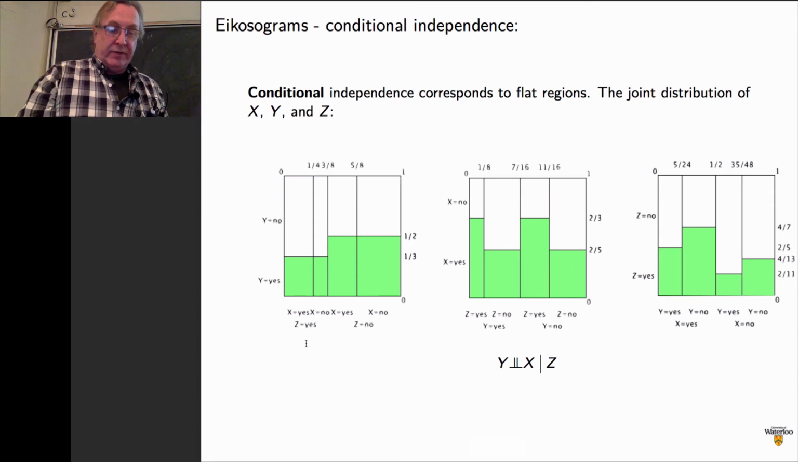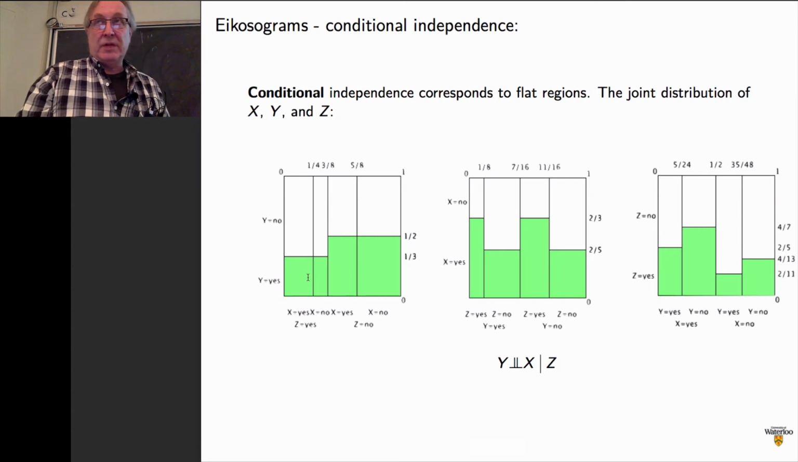So on the left, what do I see here? I see that these two boxes together, that's when Z is yes. These two boxes together is when Z is no. This leftmost vertical strip is when X is yes and Z is yes. Next one is when X is no and Z is yes. You notice that these two are flat. That says that conditional on Z being yes, X and Y are independent. Conditional independence.